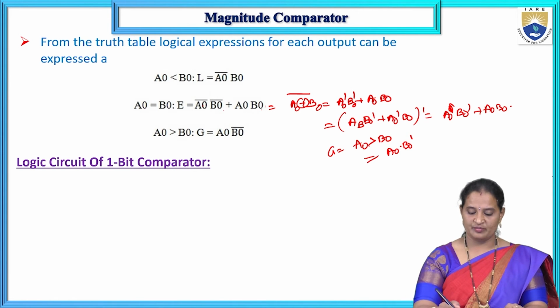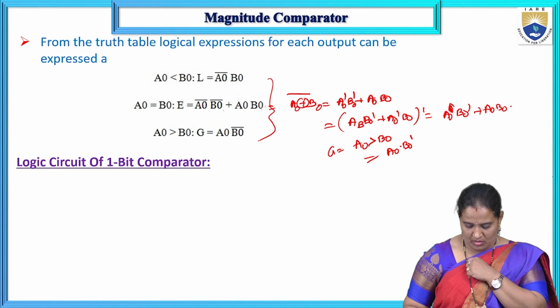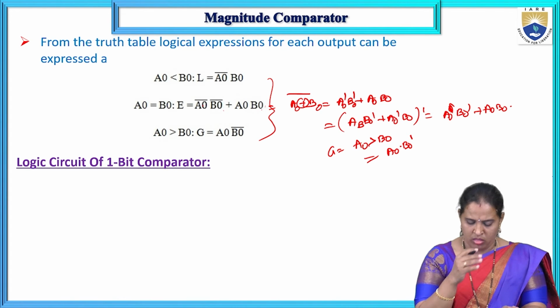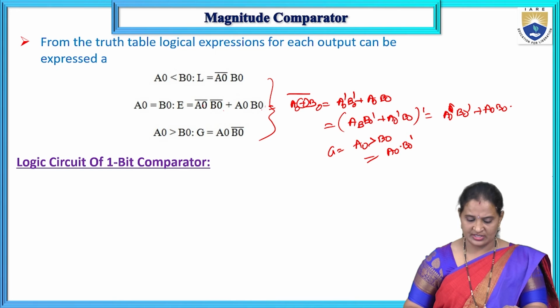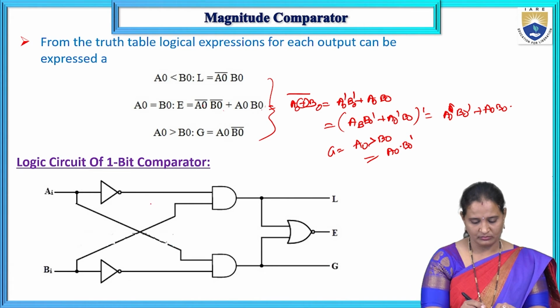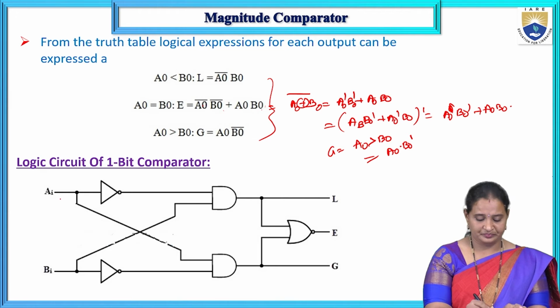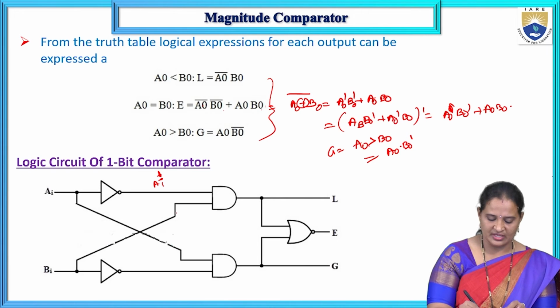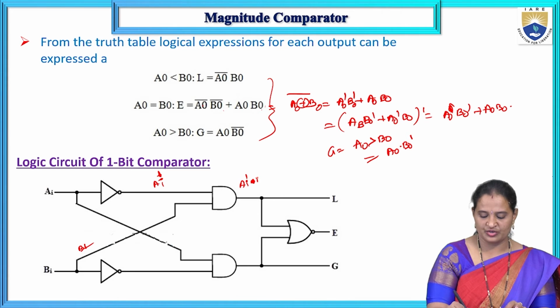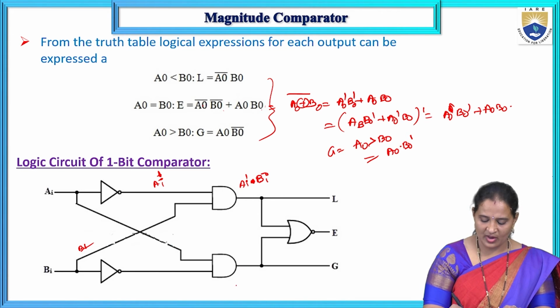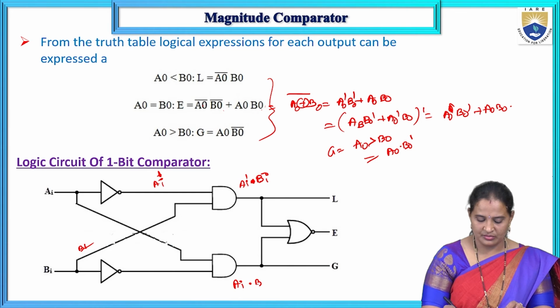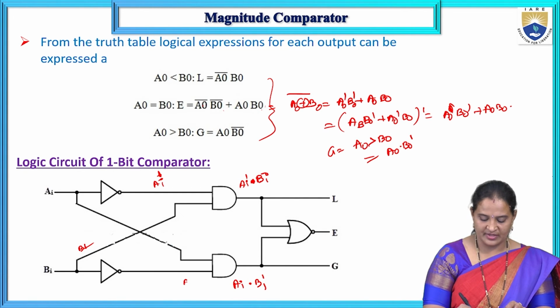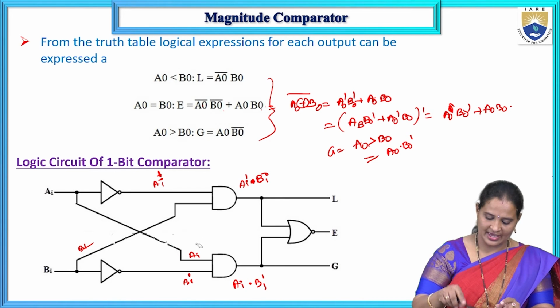Now coming to the logic circuit. Based on these Boolean expressions, we will draw the logic circuit using basic logic gates. So first, AI complement and BI, so AI complement into BI, and AI into BI complement. This is BI complement and this one is AI.